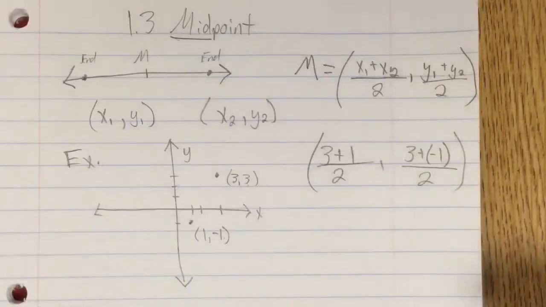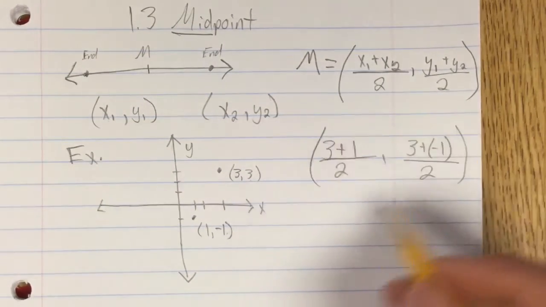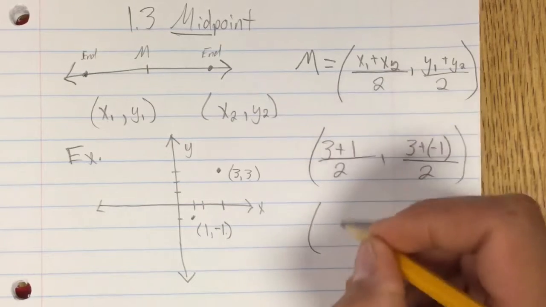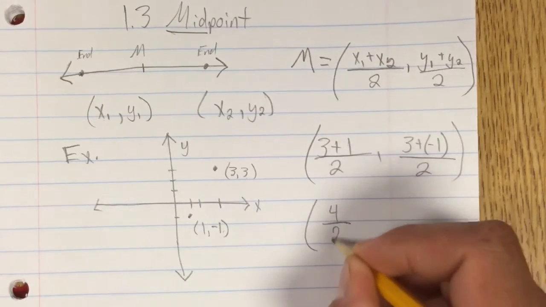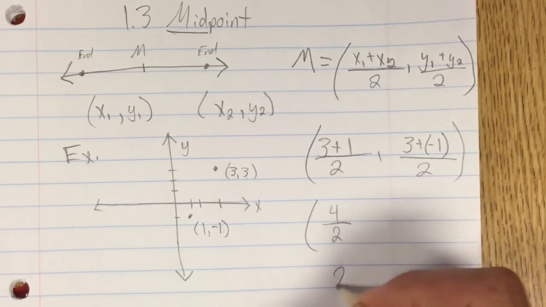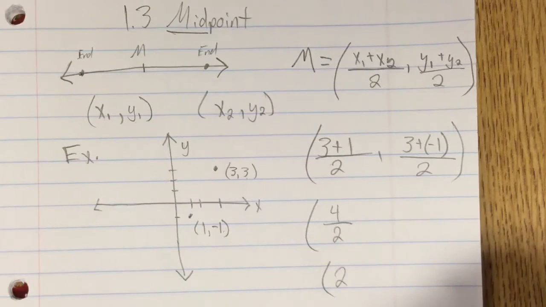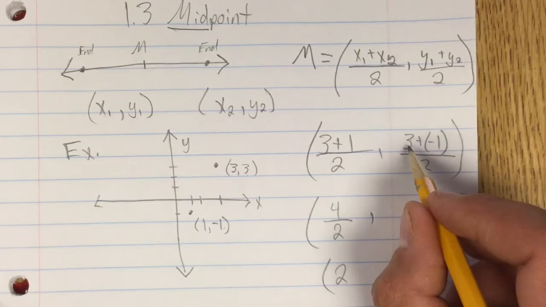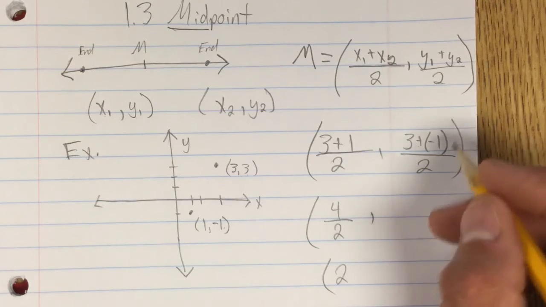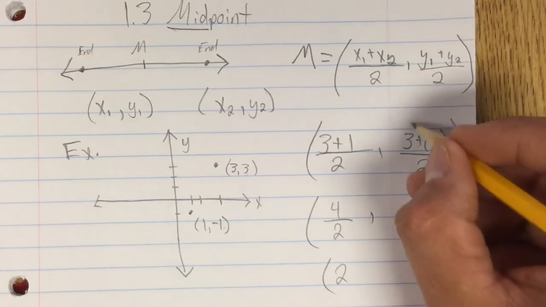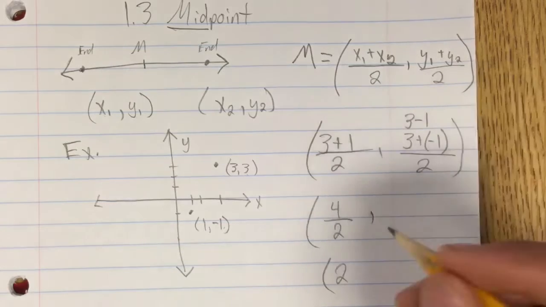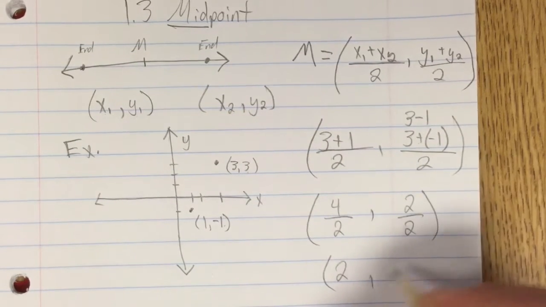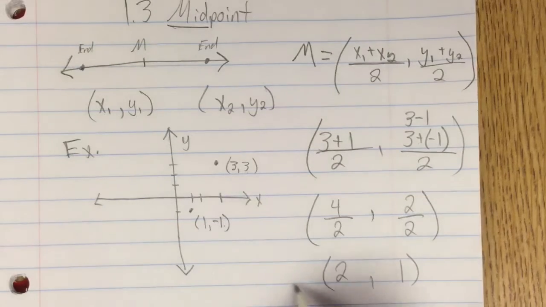And this is relatively simple. We're just going to literally do order of operations here. 3 plus 1 being 4, divided by 2 will give us 2. So we've already got our first coordinate right there. And then I'm going to work the next one. It's going to be 3 plus a negative 1, which is really just subtraction. So if you want to rewrite that as 3 minus 1, that's fine. And then it becomes 2 divided by 2, which is 1. And that's the answer for the midpoint.